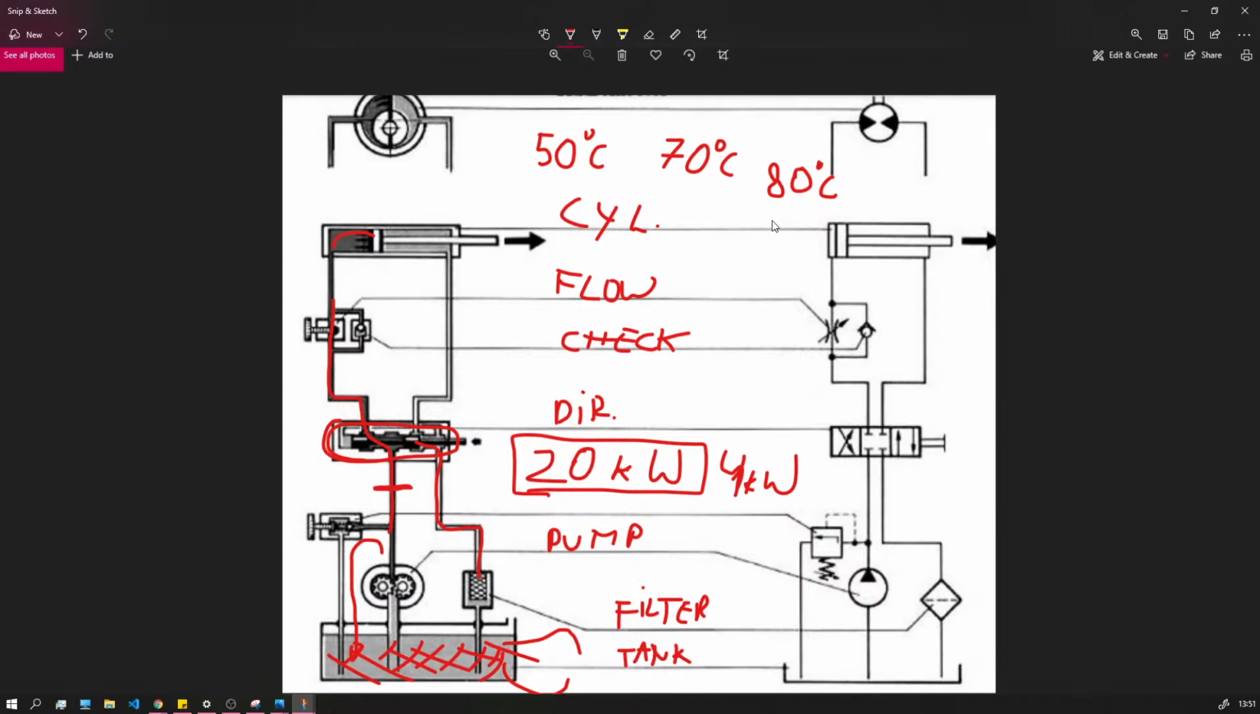So we don't want that. Automotive oils that are used in car engines usually operate at 80 or 90 degrees Celsius, but these oils are designed to work in these conditions. So that's something to keep in mind.